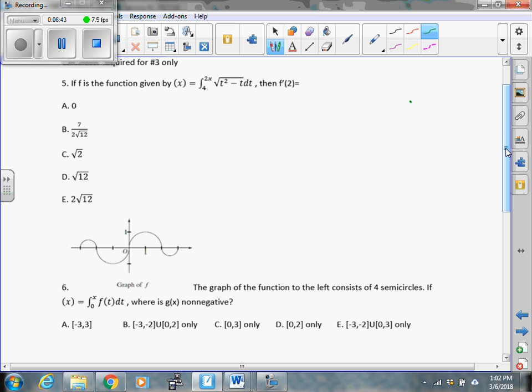Number 5, okay, reach for the goal. Now, if I'm not mistaken, there's two parts here. Find the derivative of f, and then plug in 2. There's two things to do. Separate. Do one thing at a time. Don't worry about plugging in the 2 yet.